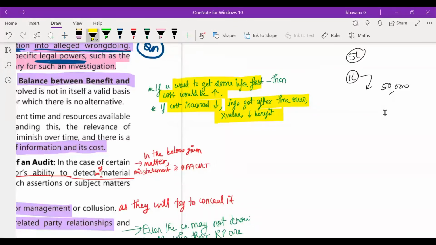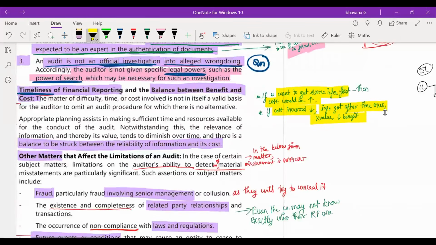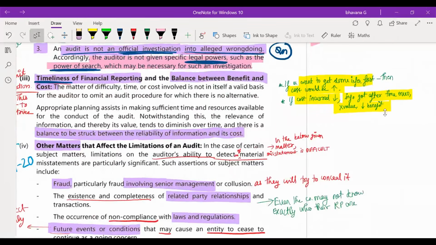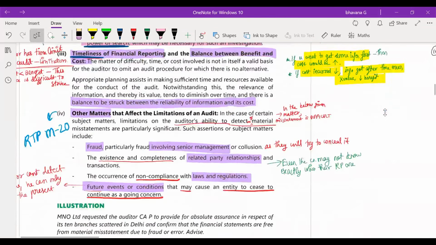So see the relation between the cost and benefit; you will have to decide and strike a balance. That is what they are trying to say here. You must try to strike a balance between the reliability of the information and its cost. You must not compromise on benefit, and you must also not compromise much on your cost. So you must bring a balance between both.